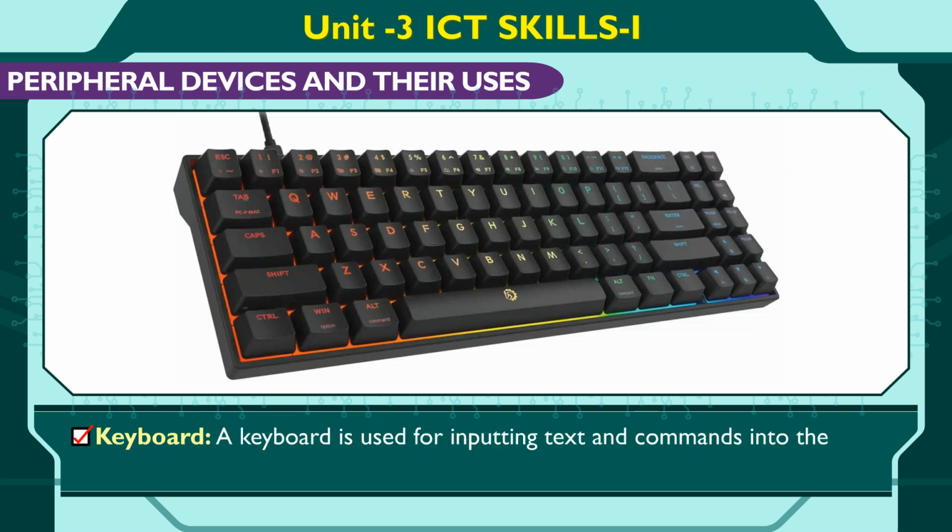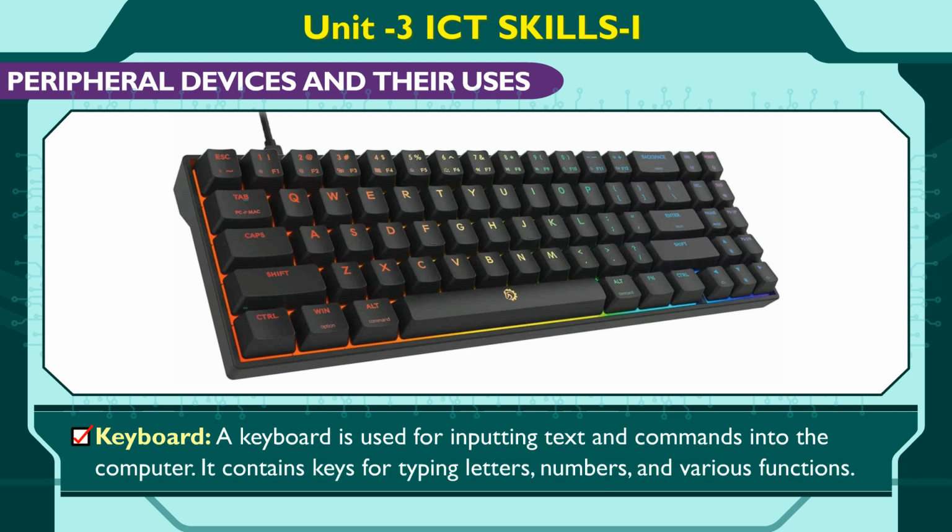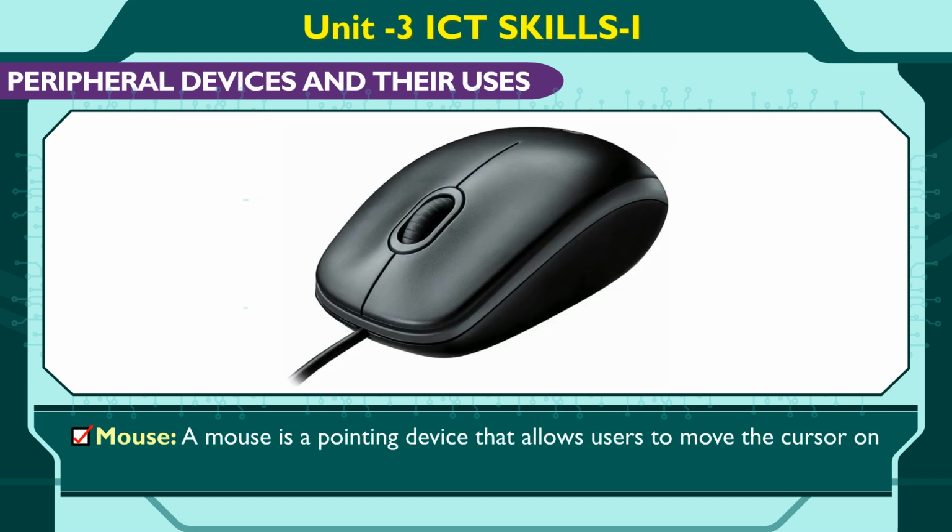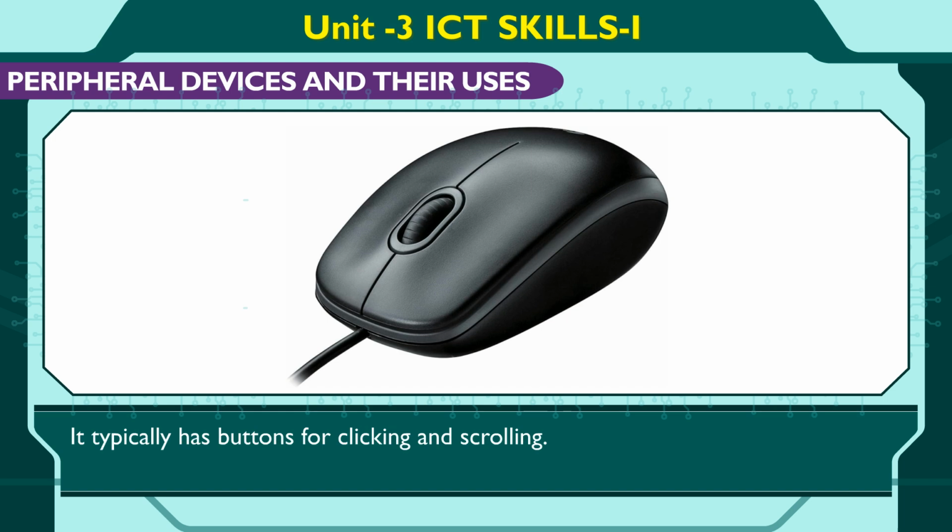Keyboard. A keyboard is used for inputting text and commands into the computer. It contains keys for typing letters, numbers, and various functions. Mouse. A mouse is a pointing device that allows users to move the cursor on the screen and interact with graphical user interfaces. It typically has buttons for clicking and scrolling.